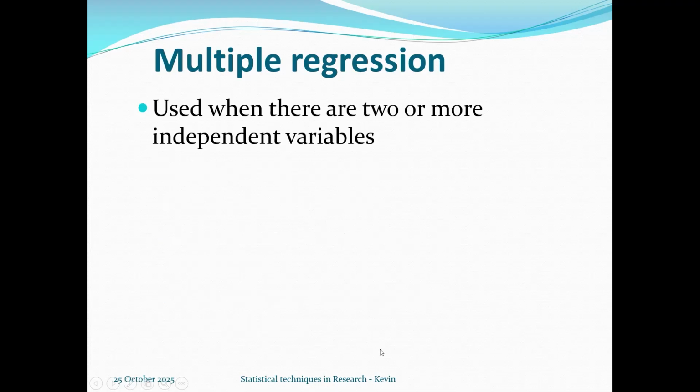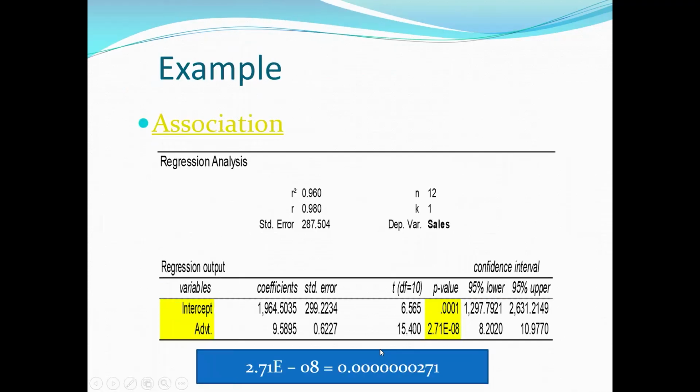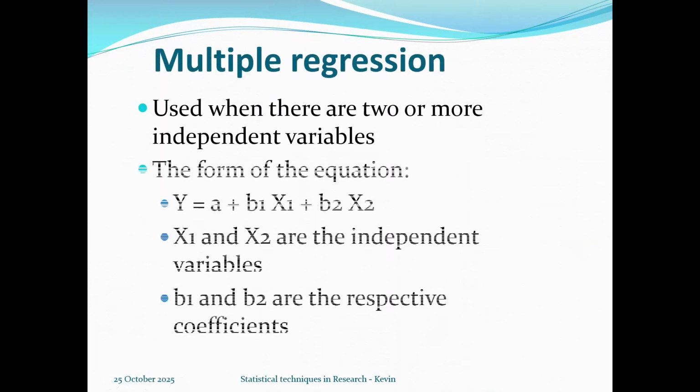So in the result, what will happen? There will be an intercept. Supposing there are two independent variables, advertisement and parking space, for example. There will be one line for advertisement, then below that parking space, and the values will be there. One more line will be added in the result for parking space, and the values will be given there. So that is what will happen in multiple regression. This is multiple regression. Okay.